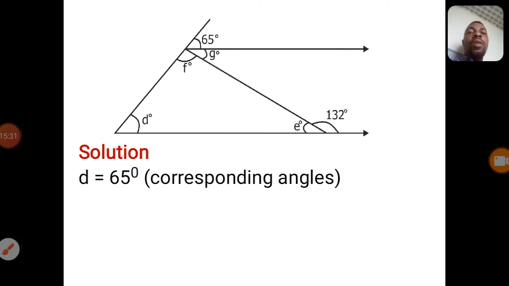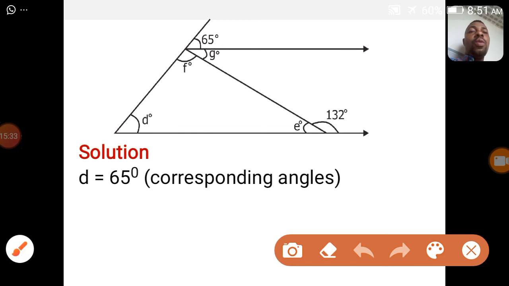Solution. We apply the concept of corresponding angles. Angle D corresponds to what? Angle 65 degrees. Since they are in similar positions but different parallels. Okay.